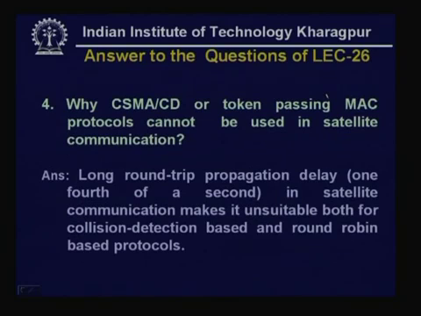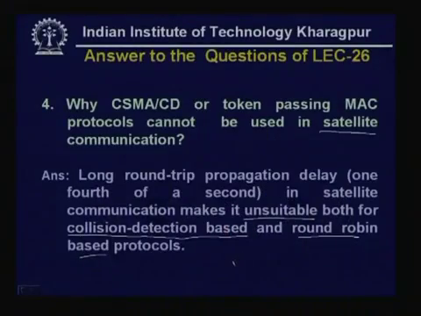Fourth question was, why can CSMA/CD or token passing medium access control protocols not be used in satellite communication? As I have told, the long round trip propagation delay in satellite communication makes it unsuitable for both collision detection based and round robin based protocols. We know that the delay here is about quarter of a second. So if a collision is detected by a ground station, that has happened quarter of a second earlier.